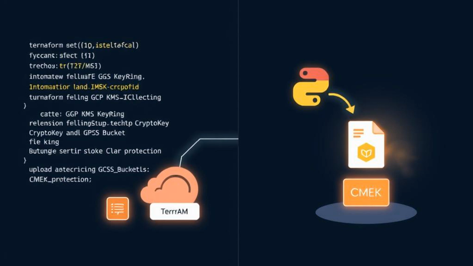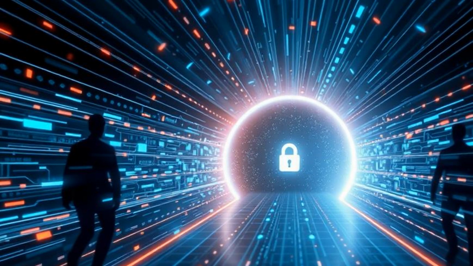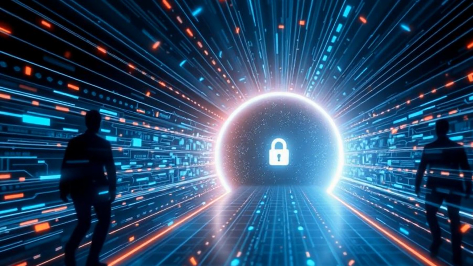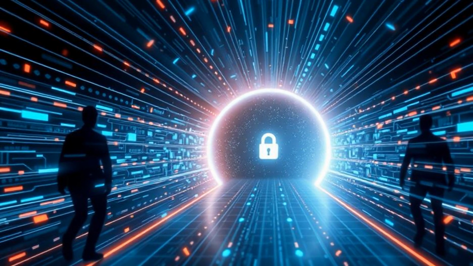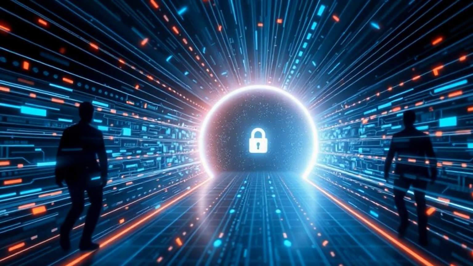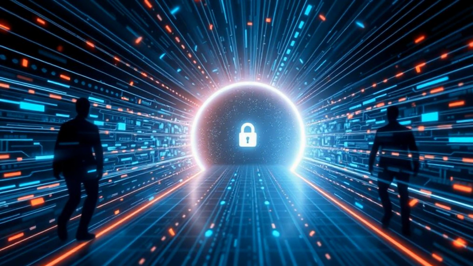To solidify our understanding of GCP CMEK, let's dive into an example using the provided code. We'll again utilize Terraform to set up the necessary Google Cloud resources. Specifically, Terraform will provision a GCP KMS keyring, which is a logical grouping of cryptographic keys, and then create a crypto key within that keyring. This crypto key will serve as our CMEK.